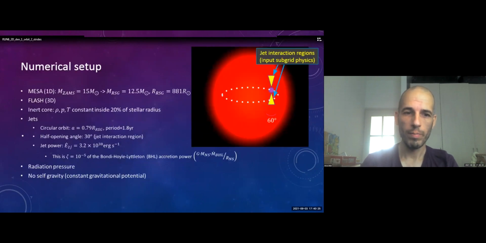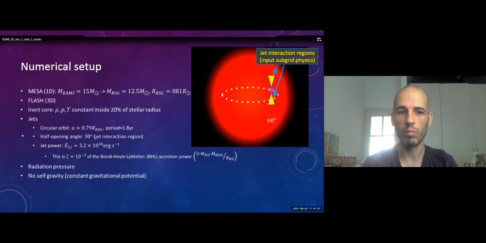Here's the numerical setup. We begin by evolving the red supergiant using MESA, a one-dimensional code, and then install it in Flash, a three-dimensional code. The inner 20% of the stellar radius is an inert core, where we hold the hydrodynamic variables fixed. We do this for numerical reasons. And then we insert the jets. We assume that the neutron star follows a circular orbit. We do expect the neutron star to spiral in, but in this work we simplify and just use a circular orbit.